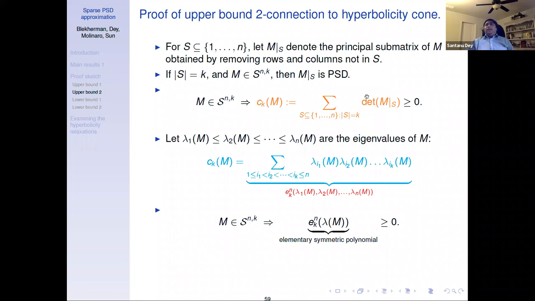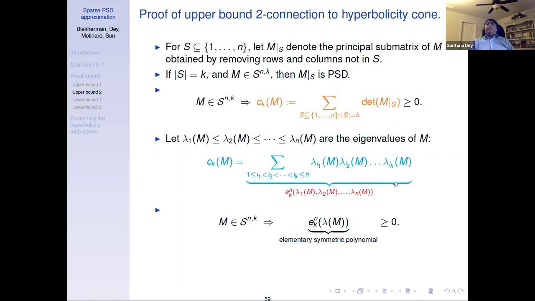This is a standard relation, but usually people tend to use the extreme versions of it. When, for example, the size of S is 1, this is nothing but the sum of the diagonal entries of the matrix M, that's the trace, which is the sum of the eigenvalues. When K is equal to N, this is just the determinant of the matrix M, and this is the product of all the eigenvalues, which we know is equal to the determinant. So we tend to use the extreme versions, but this is a well-known expression.